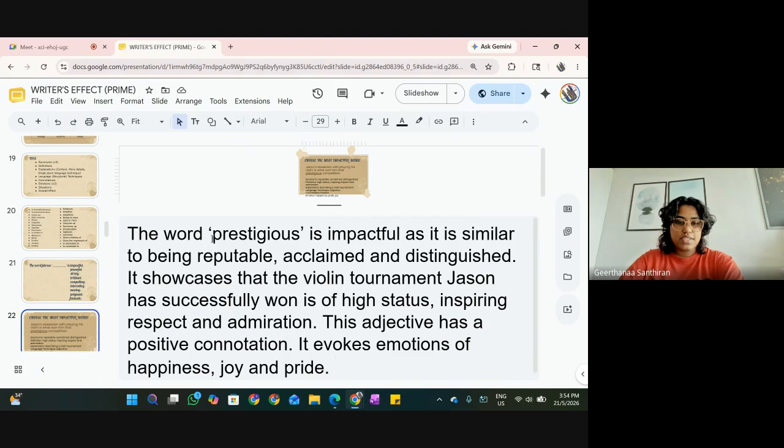So we have the word here. Let's read the full answer first. The word prestigious is impactful as it is similar to being reputable, acclaimed, and distinguished. It showcases that the violin tournament Jason has successfully won is of high status, inspiring respect and admiration. This adjective has a positive connotation. It evokes emotions of happiness, joy, and pride.